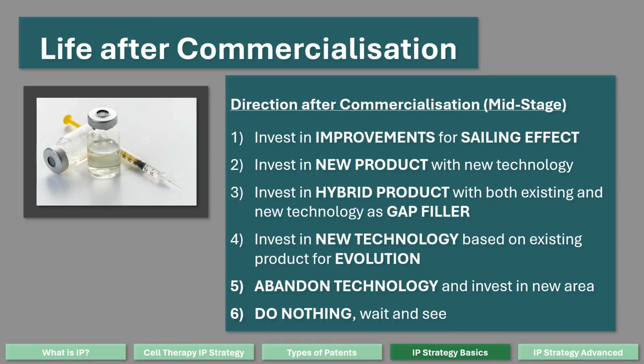Number two, it can invest in a new product based on new technology. Number three, it can invest in a hybrid product based on both existing and new technology, known as a gap filler. Number four, it can introduce a new technology based on the existing generation in an evolutionary manner. Number five, it can abandon the technology and proceed to another new technological area. And lastly, number six, it can do nothing and adopt a wait-and-see approach.